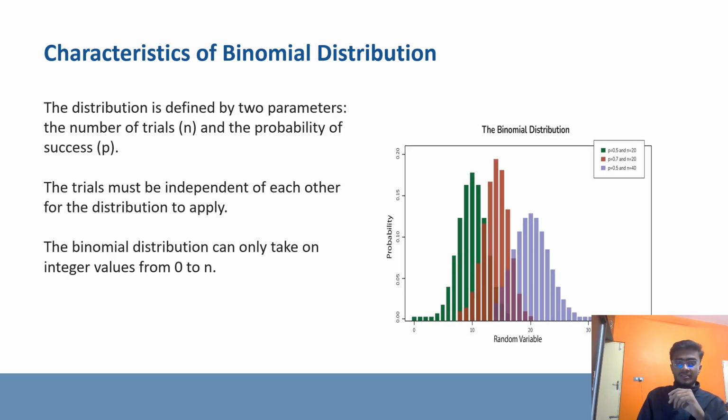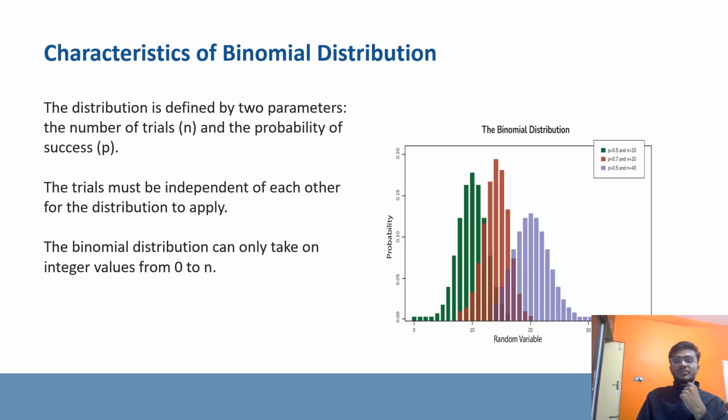The next one is characteristics of binomial distribution. The binomial distribution is defined by two parameters, the number of trials and the probability. The number of trials is denoted by n, and the probability of success is denoted by p. The trials must be independent of each other for the distribution to apply.